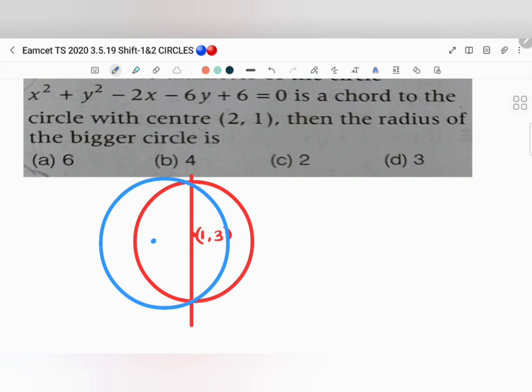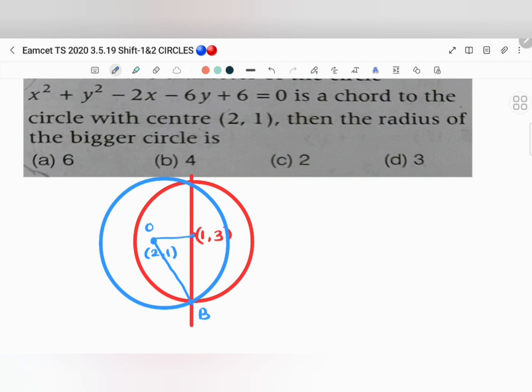For this blue circle, the center is 2 comma 1. This circle's center I am taking as O, 2 comma 1, O. So here, the radius of the bigger circle. How to find the bigger circle? To find it, we need these two distances. So this is the radius of the second circle, whose center is 2 comma 1.